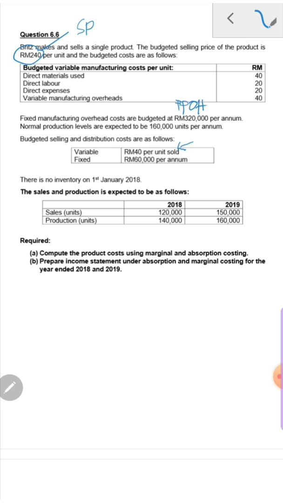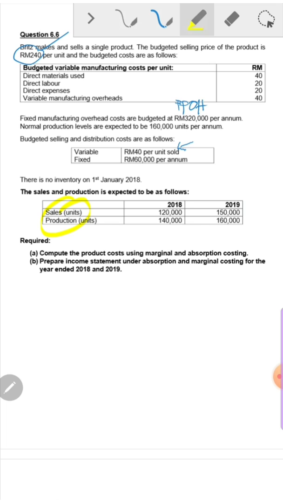Other information given to us is the sales and production expected in units. During 2018, the sales is expected to be 120,000 and the production is 140,000. Whereas 2019, 150,000 and 160,000. So this information, we will use in step number 2.